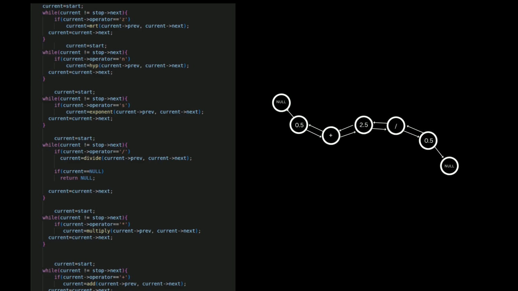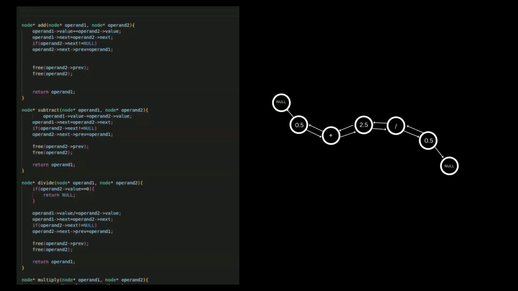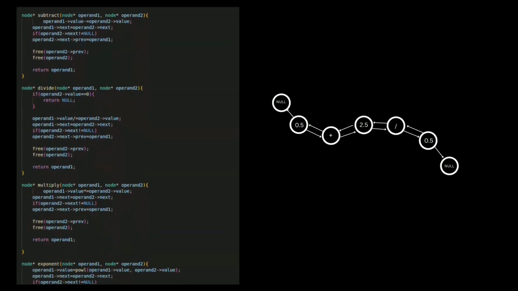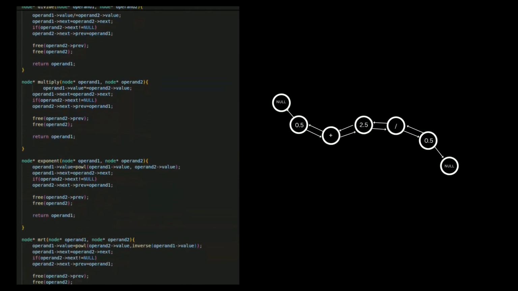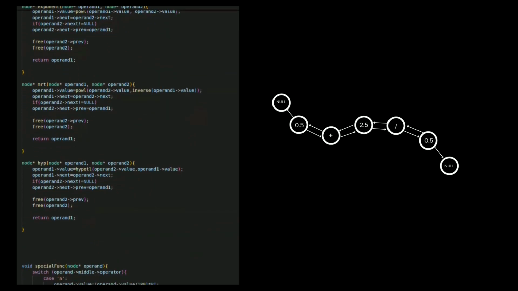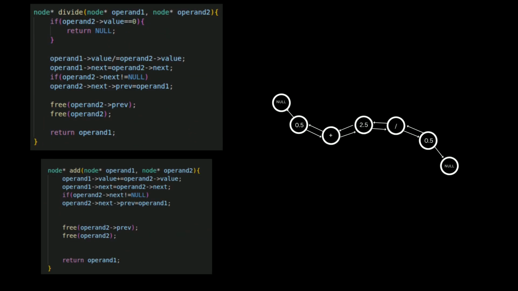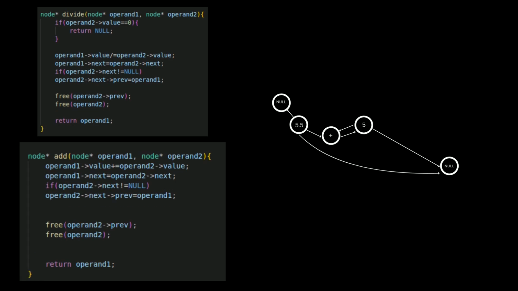All the operations in the main list are similar in the way they perform their operation. Immediately the while loop gets to an operator node, it calls the corresponding function with the previous and the next node as arguments. Inside the corresponding function, the operation is performed and the answer is stored in the value of the first operand. Then the list bypasses the operator and the second operand, after which they are deleted. Then the function returns the operand 1 node.